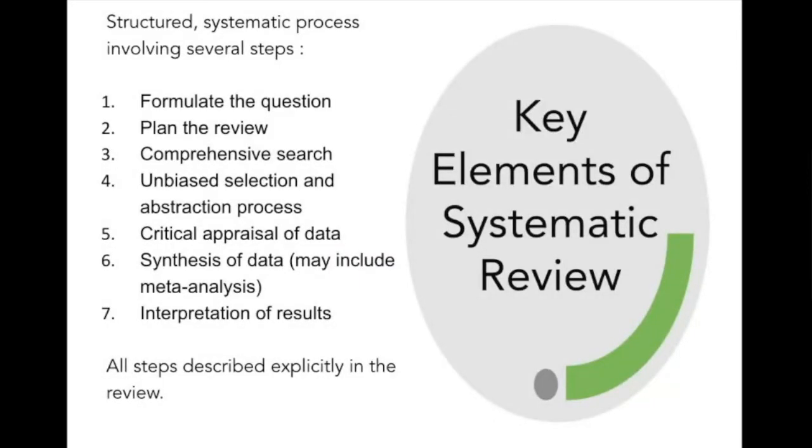Okay, you have to know the key elements of systematic review. The first one, formulate the question, and then plan the review. And then a comprehensive search by using database tools, and you need to have your unbiased selection or abstraction process. Number 5, you need to do your critical appraisal of data or findings, and you need to synthesize or extract the data, and you may include your meta-analysis in that as well. And number 7, interpretation of result and generation of your review.